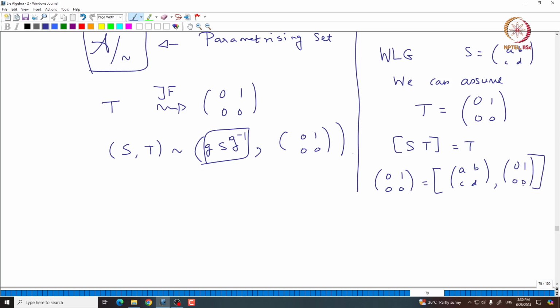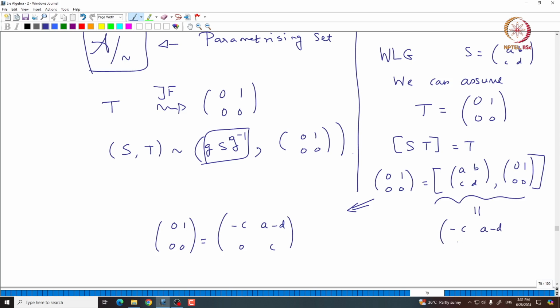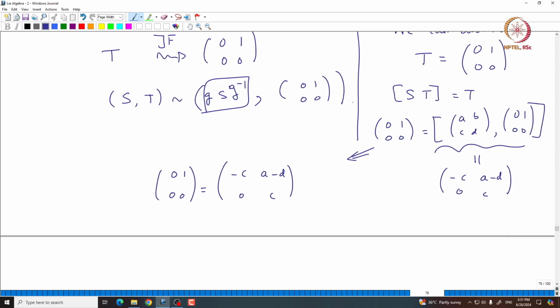Okay. So, this is what you get, and a simple calculation indeed tells you that. If you calculate this commutator, the commutator of 0 1 0 0 with this matrix is exactly equal to minus C A minus D, 0, C. So, this is just computing the commutator of these two. Now this tells you that C must be 0 and A minus D must be 1.